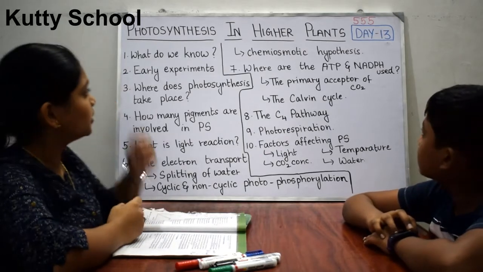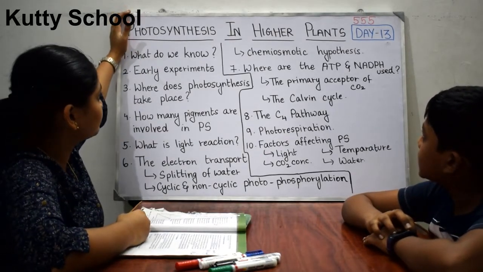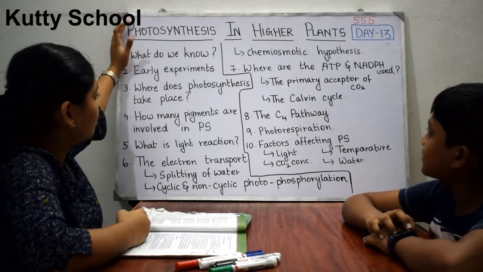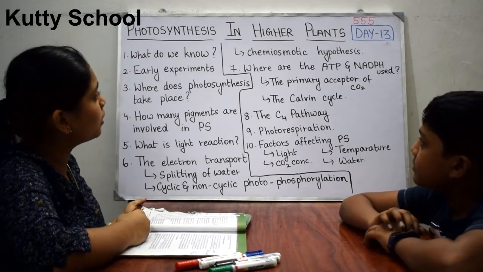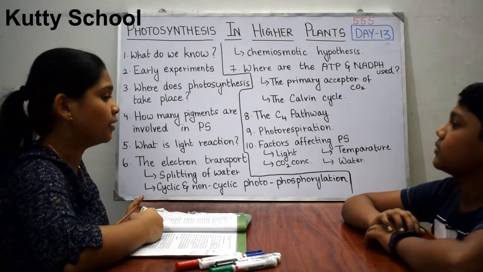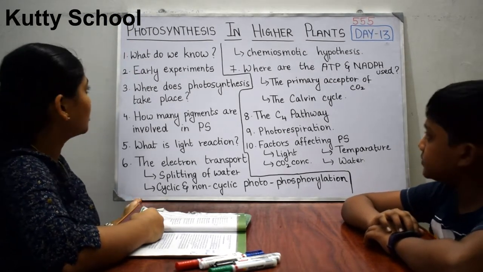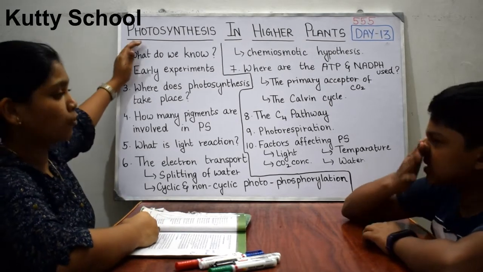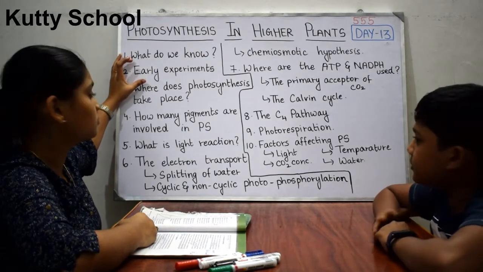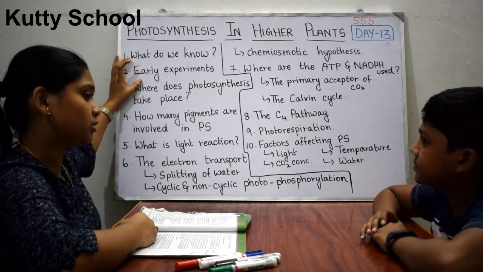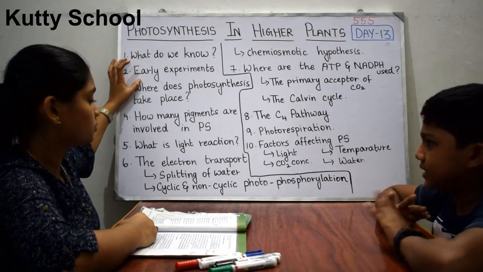So today we are going to discuss the chapter Photosynthesis in Higher Plants. In this chapter there are a total of 10 topics. We are going to see how photosynthesis occurs in plants. Here is the first topic: what do we know generally about photosynthesis, from our last standard. Then the early experiments which were made in the 19th and the 18th centuries.